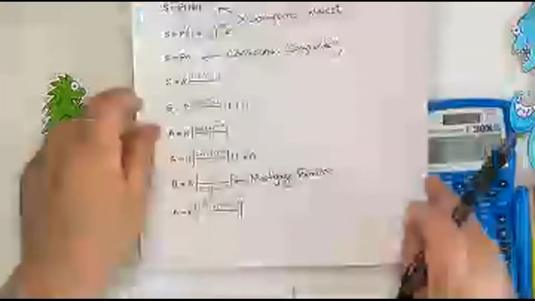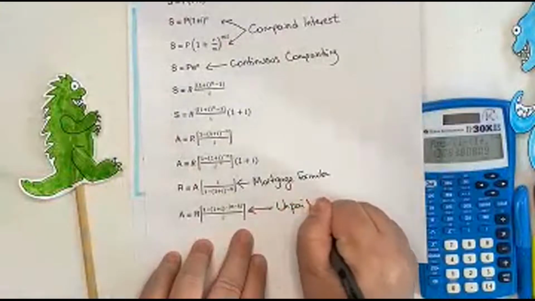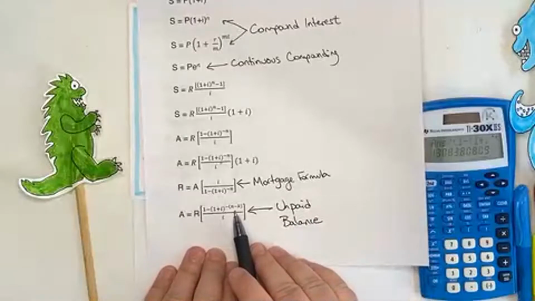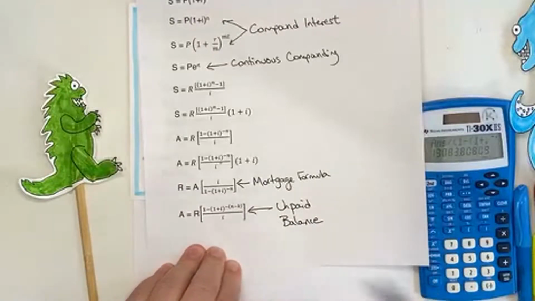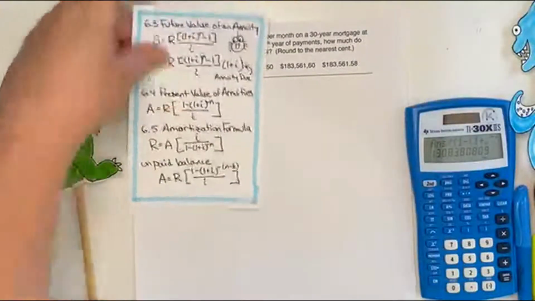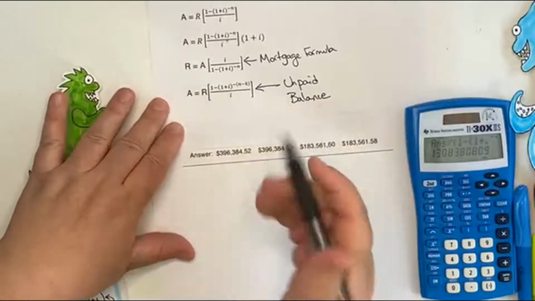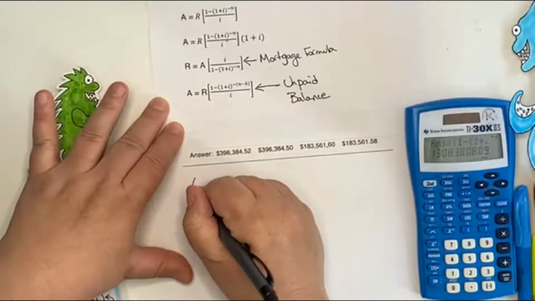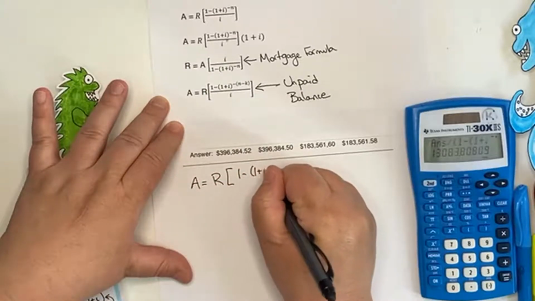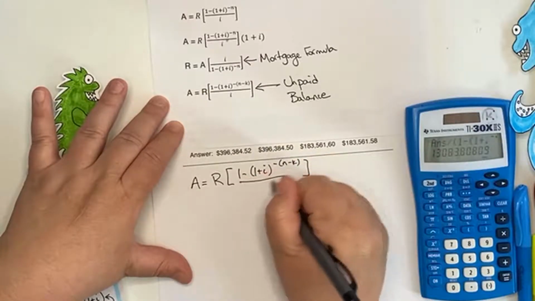And if you look at the sheet of formulas, there's really only one. It's this one. And again, these may be in a different order. Remember that the unpaid balance formula is the one where you're actually subtracting some of the payments that you've already made. Okay, so I'm going to take this formula and write it down. This is the one you'll have access to: 1 minus 1 plus i to the opposite of n minus k, all over i.